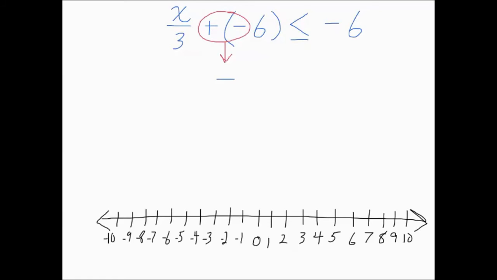And let me just copy everything else down. So I have now x over 3 minus 6 is less than or equal to negative 6. Alright, it looks a little bit better now. Again, I want to get this variable alone. I want to get it by itself, which means I want to get rid of everything that's on the same side. So first I want to get rid of this minus 6.